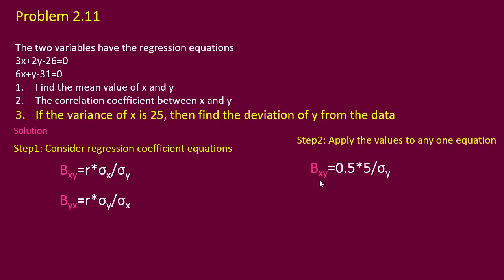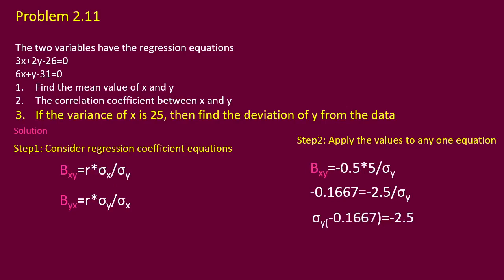So here bxy equals r value we have already found out, that is 0.5. Next, I'll take this standard deviation of y to this side. So standard deviation of y, here divided by, it will become multiply now, into 0.1667 equals minus 2.5 as it is. So in the next step, I'll transfer this to the right hand side. So minus 2.5 divided by, now here it is multiplication, it will become divided by minus 2.5 divided by minus 0.1667.